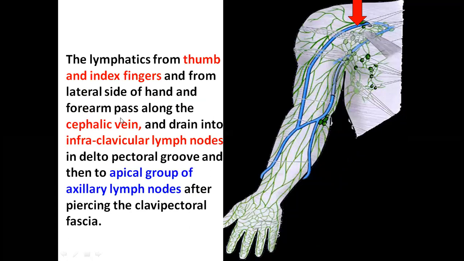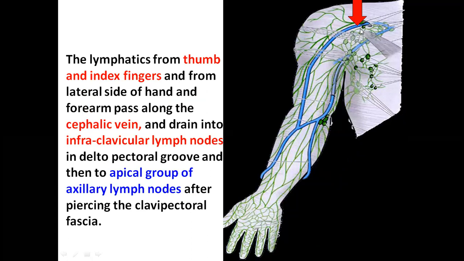Now, what is left over? The lymphatic channel from the thumb and index finger. Obviously, they move on the lateral side of the hand and forearm, along with the cephalic vein. They finally move and drain. See, this is our clavicle. And finally, the lymph is drained into the infraclavicular group of lymph nodes.